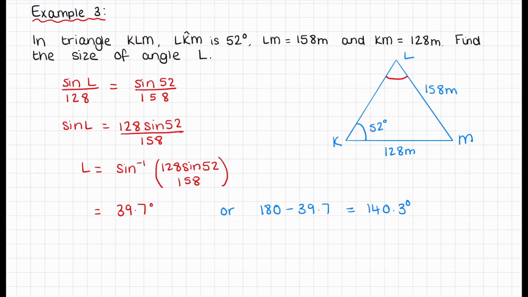Now, we can actually reject this answer. And the reason for that is if we look at the angle we've already been given, which is the 52 degrees here, I'm just going to circle it. If we did 140.3 plus 52, we get an angle which is greater than 180, which is impossible because a triangle has to have three angles that add up to 180. So 140.3 plus 52 is greater than 180. Therefore, we can reject it. It's impossible to have a triangle with those angles. So for this one, the only possible solution is 39.7.